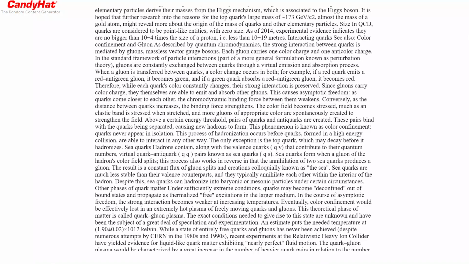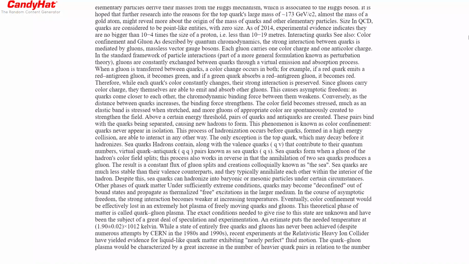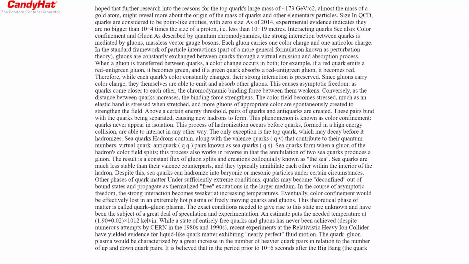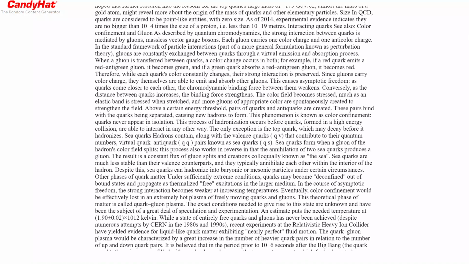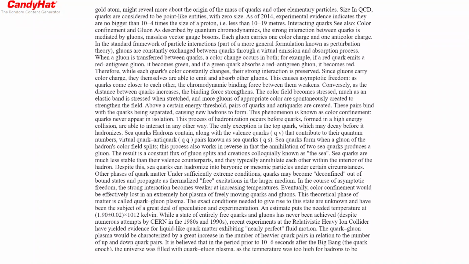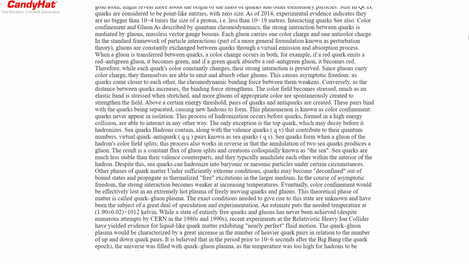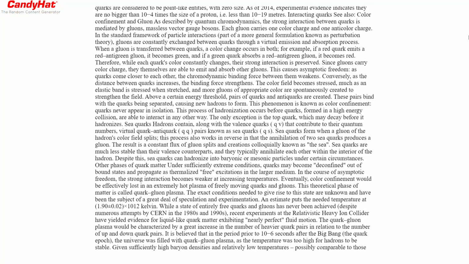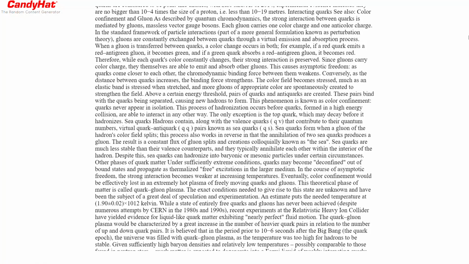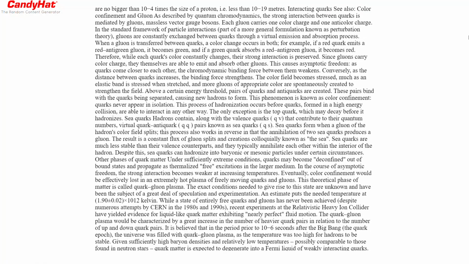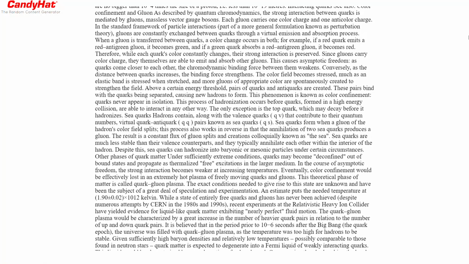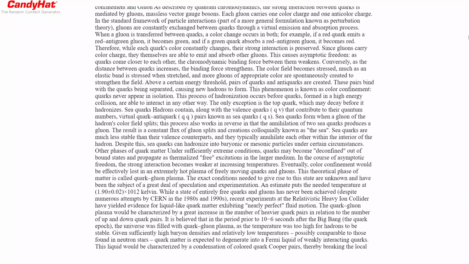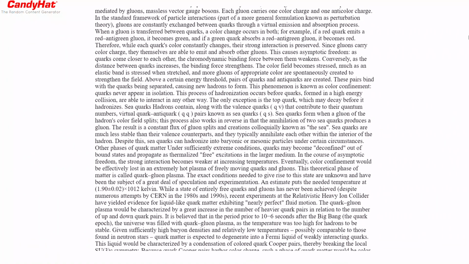The exact conditions needed to give rise to this state are unknown and have been the subject of a great deal of speculation and experimentation. An estimate puts the needed temperature at 1.90 ± 0.02 × 10¹² Kelvin. While a state of entirely free quarks and gluons has never been achieved, despite numerous attempts by CERN in the 1980s and 1990s, recent experiments at the Relativistic Heavy Ion Collider have yielded evidence for liquid-like quark matter exhibiting nearly perfect fluid motion. The quark-gluon plasma would be characterized by a great increase in the number of heavier quark pairs in relation to the number of up and down quark pairs.